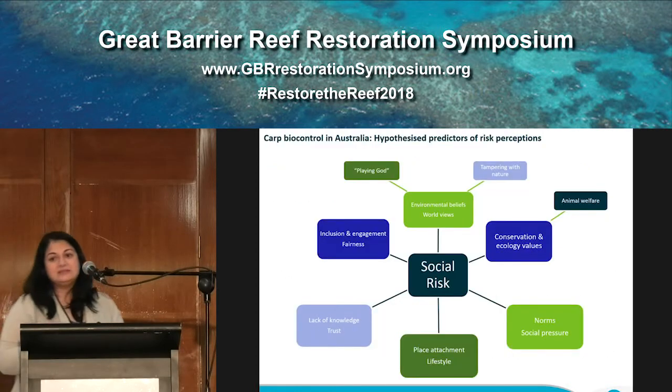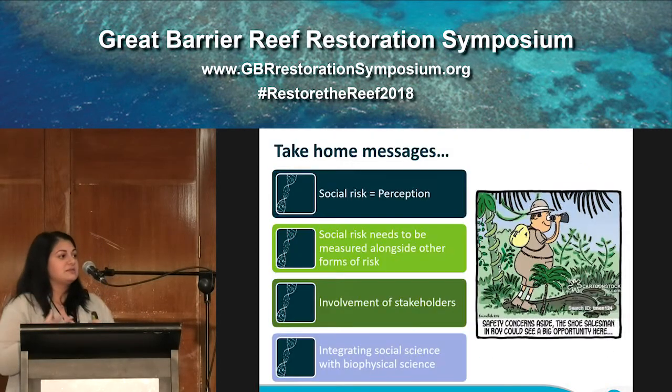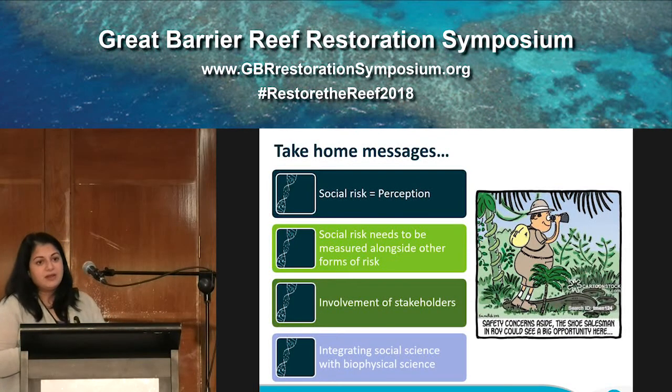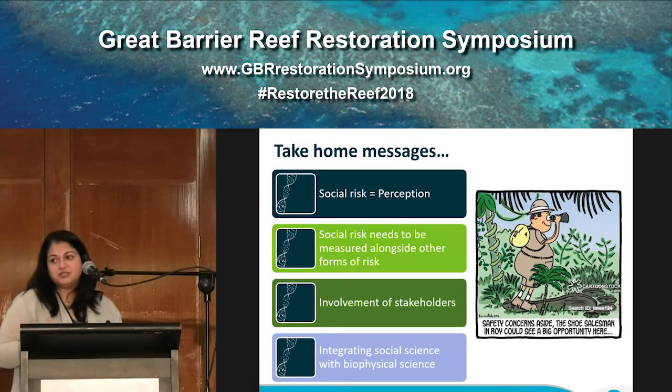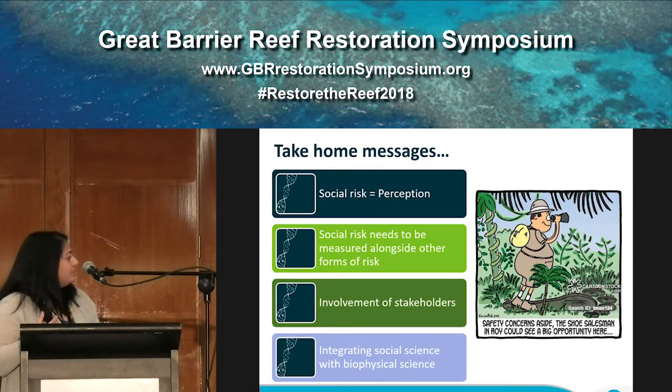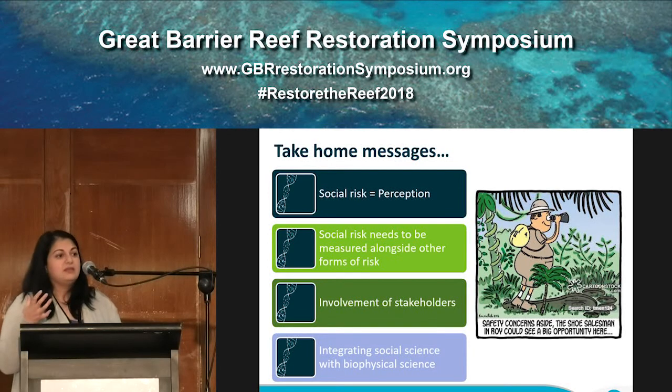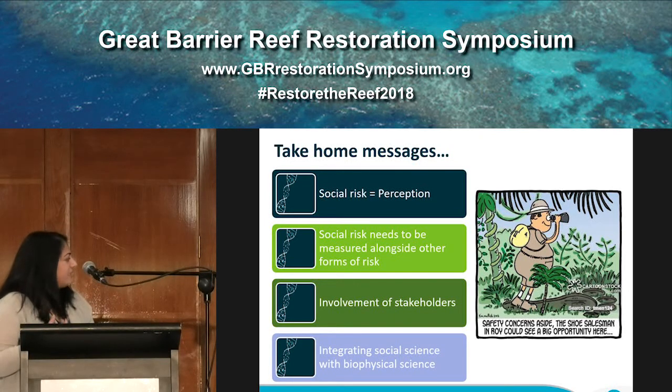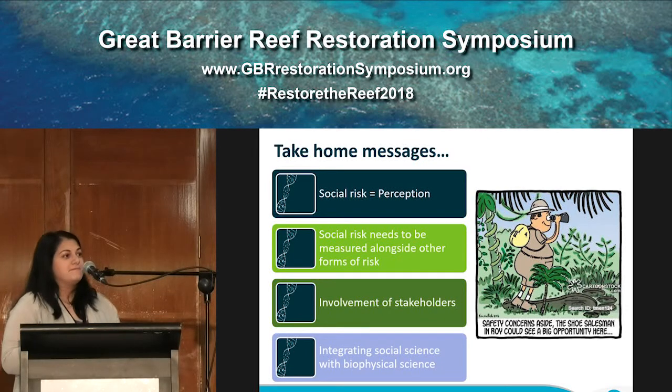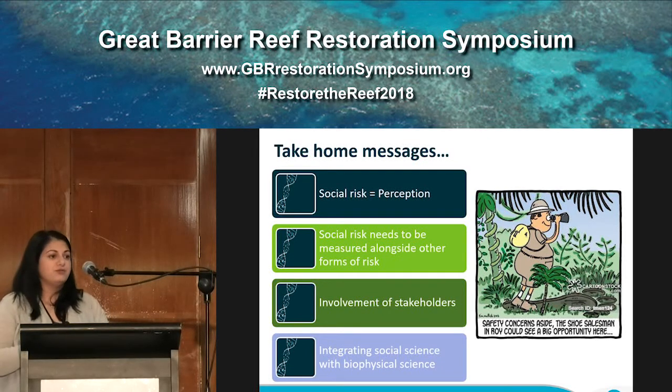Social risk is all about perception. Yes, there are other things like economics and infrastructure that are relevant, but ultimately social risk is about perception. The involvement of stakeholders is really important. Even if you think that they are not knowledgeable or they don't know what they're talking about, they still have a right to be involved in that dialogue. And integrating social science with biophysical science can really go a long way in helping the implementation of novel technologies.